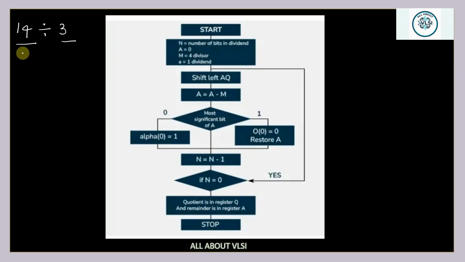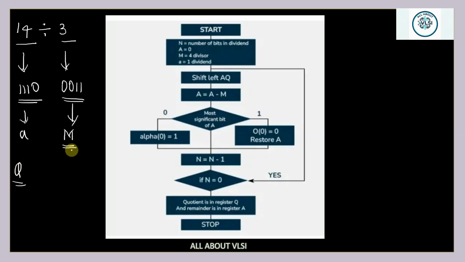Now, 14 is nothing but 1110 and 3 is nothing but 0011. This is my dividend. I'm representing my dividend with a small letter A and my divisor with a capital letter M. These are my notations, and the quotient is represented with Q. Now, for representing my dividend, I have four bits. So here, n is the number of bits used to represent the dividend, which is 4.